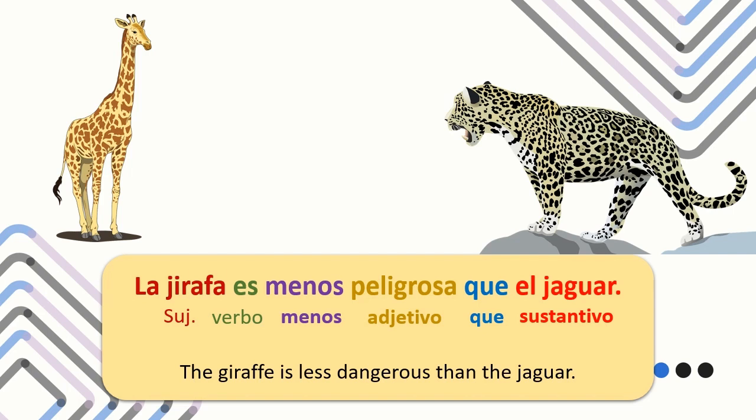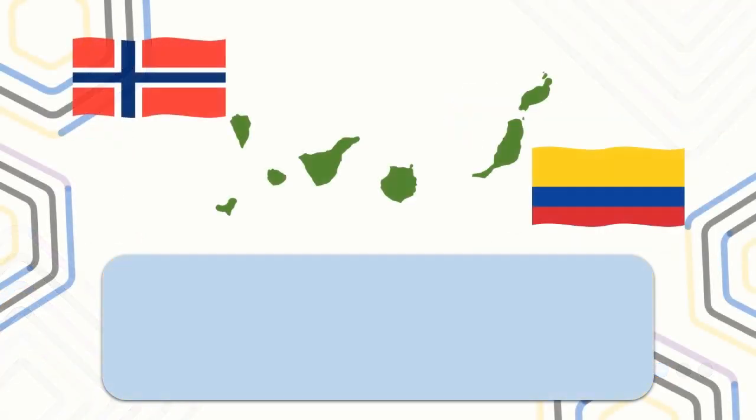The subject, la jirafa, the verb to be conjugated in third person singular, es, the word less, menos, the adjective dangerous, peligroso, the word than, que, and finally the other noun, el jaguar. Altogether is, la jirafa es menos peligrosa que el jaguar.